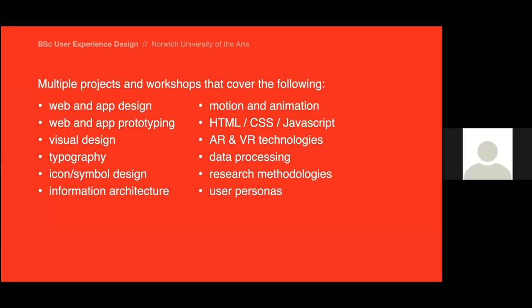So obviously things like web and app design and prototyping those products, visual design and typography and the design of symbols and icons, all of those things very much linked to graphics generally. Information architecture is about the structure and the order of information, how a user should see things and the order in which they should see them.